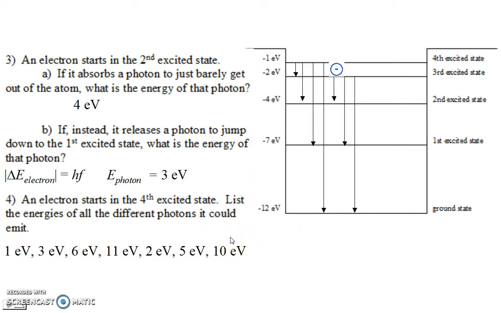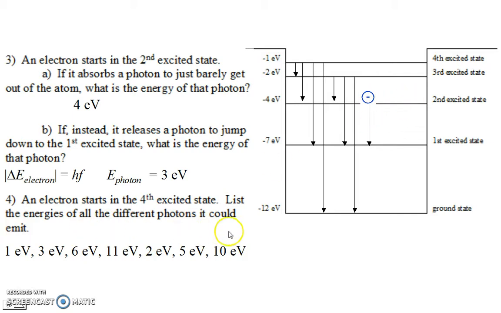But wait, we're not done, because once it's in the 2nd excited state, tumbling down from here, where can it go? It can jump down to the 1st excited state. In doing so, it went from -4 to -7, giving off 3 electron volts, but we've already listed that one, so there's no reason to list it again. If you did, okay, but it's not necessary.